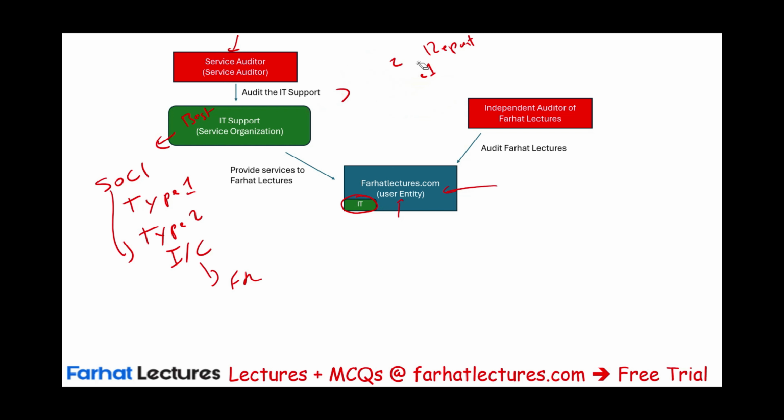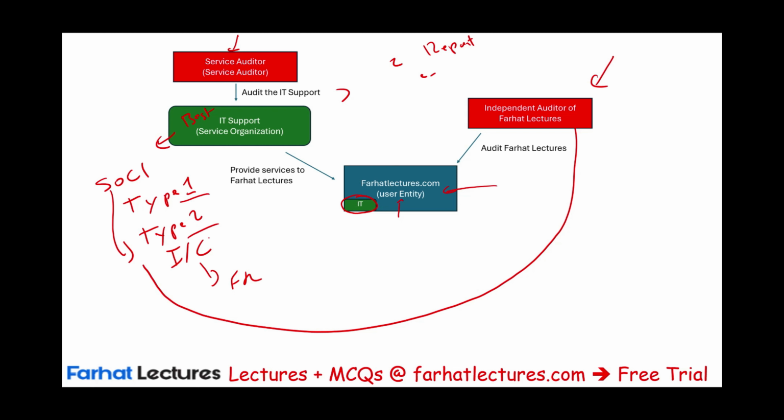And how about my auditor? My auditor, if they're auditing my company, may want to ask for a SOC 1 type 1 or type 2, because they want to know the internal control over financial reporting when it comes to Best IT services. So this is the big picture.